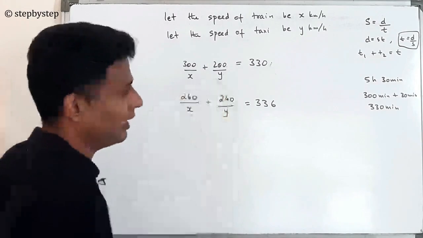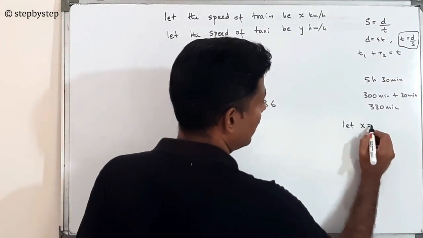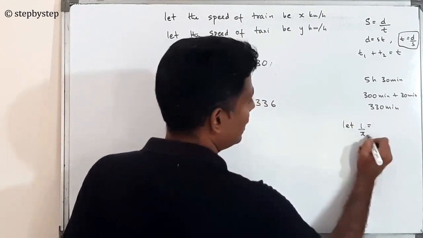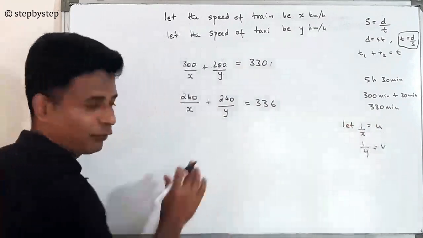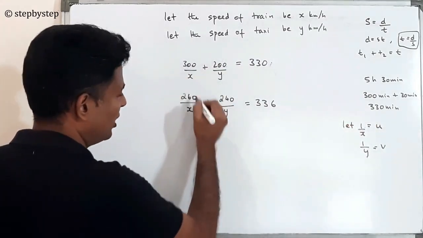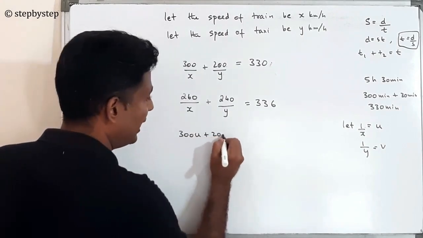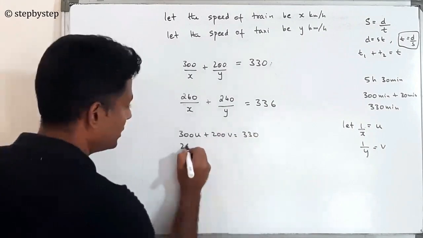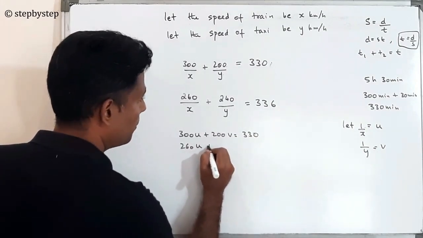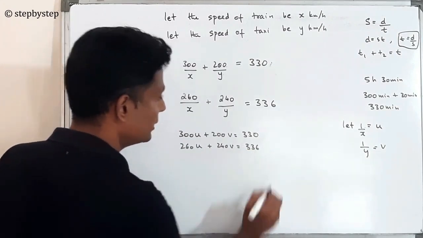Now here x and y are in the denominator. So what you will do? Let 1 by x equal to u and 1 by y equal to v. This you have to write after this, don't forget. So what do these two equations become? 300u plus 200v equal to 330, and this becomes 260u plus 240v equal to 336.